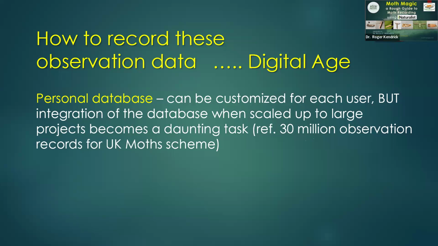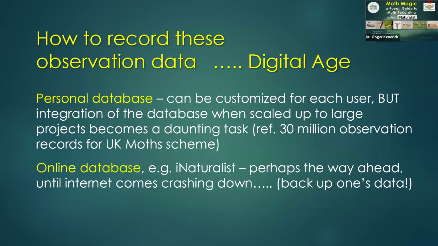Online databases include iNaturalist, and that's probably one of the ways ahead. But there's a caveat. Like most things with moths, there's caveats. Back your own data up somehow on your own database and even print it out. Why? What happens if the internet comes crashing down? And it will one day, maybe. If we have a big solar flare that knocks out Wi-Fi, that knocks out power systems, we might simply lose all that data. So somewhere along the line, that data has to be backed up.